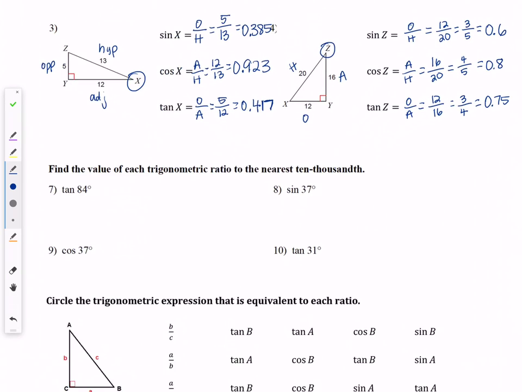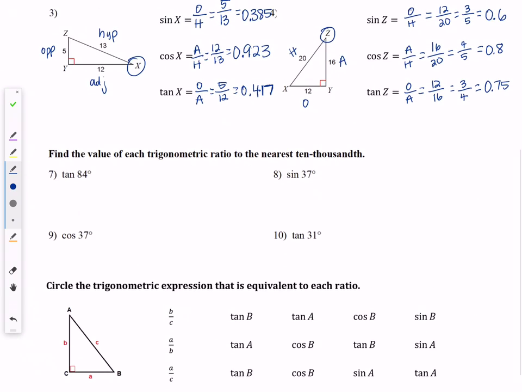So now we're going to move on to the next part of our notes, where we have to use our calculators in order to calculate these different trig ratios to the nearest 10,000. So 10,000, that is 4 decimal places. Okay, so you are going to need your calculator for this part of the notes. So let's pause just a minute and make sure everybody has a calculator that they can use. And then we will come back together and do these. These are actually really easy, but we do need to be able to use our calculator for it.